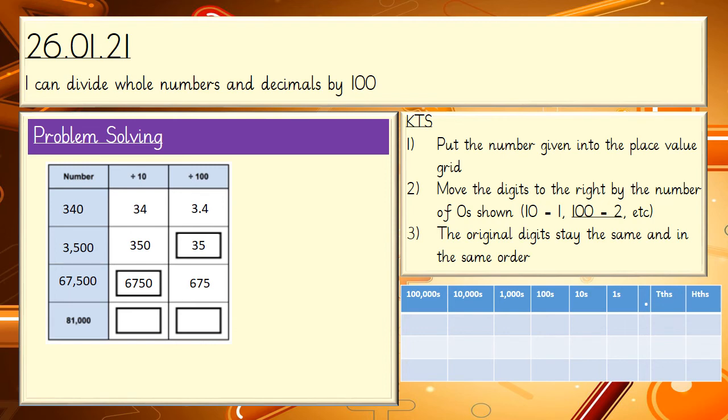Pause the video here whilst you solve the last row. So 81,000 divided by 10 would equal 8,100, and 81,000 divided by 100 would equal 810. This is an example of something that you'll come across when you log on to maths.co.uk. So pause the video here and log on to maths.co.uk and complete the set of questions that have been given to you.